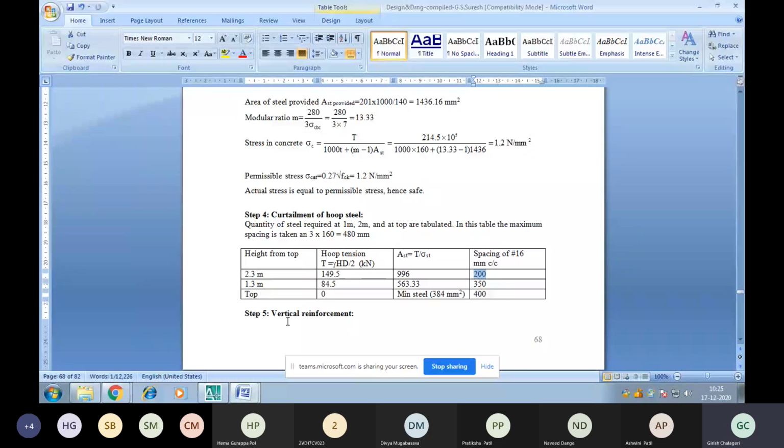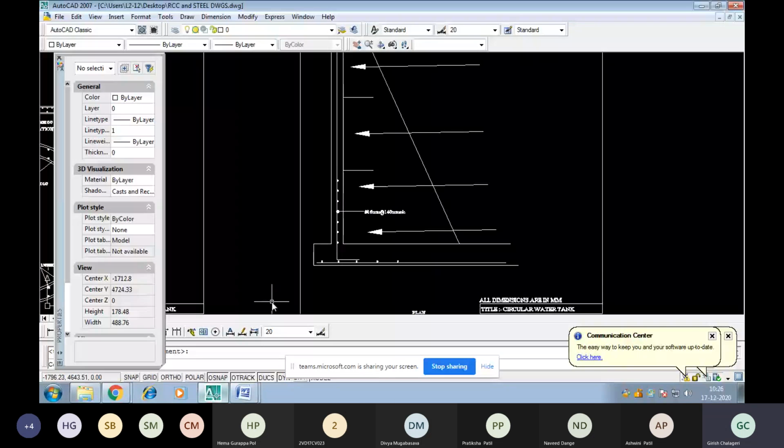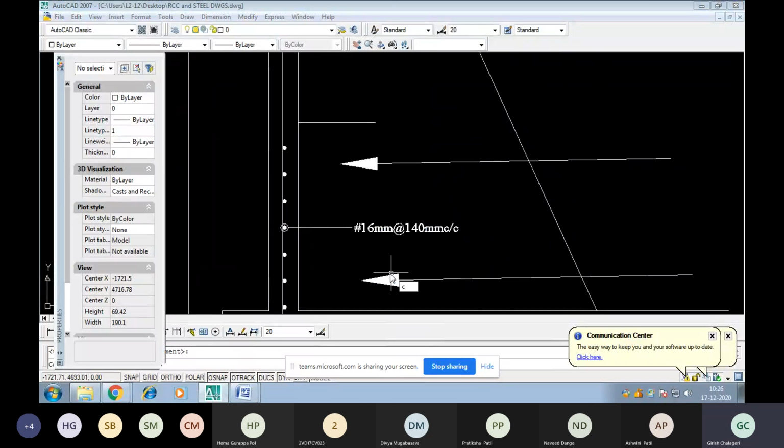So as the height reduces, the tension decreases, the area of steel required also decreases, and the spacing also gets increased here. Usually we should not exceed the spacing of 384. So here we are getting 200 spacing. Let the third one be 300 and the last one be 350. We should provide this because it should not exceed 384. So this is how we are providing, and for every 1 meter height there is a change in spacing. So we can see here, after 1 meter height, this spacing can be changed.